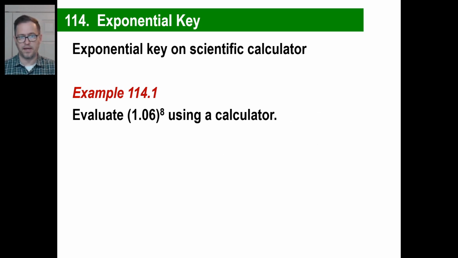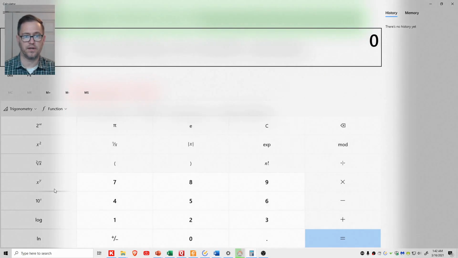So they'll say evaluate 1.06 to the 8th power using a calculator. Now if you get stuck, you can always just go ahead and push 1.06 times 1.06 and hit equal, and that's the second power. Then put equal again, third power, equal again, fourth power, and keep going. That's too tedious. So here's what you want to do.